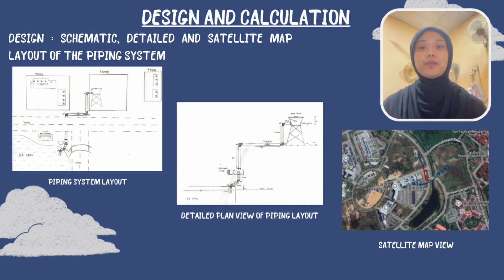Next, the detailed plan view of the proposed piping system, illustrated in the figure labeled as detailed plan view of piping layout, provides a more accurate representation of the system's spatial arrangement and physical layout.